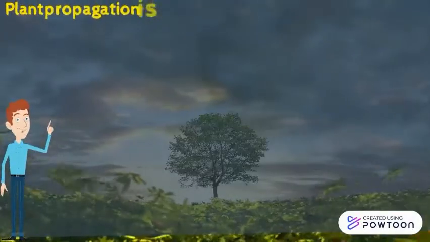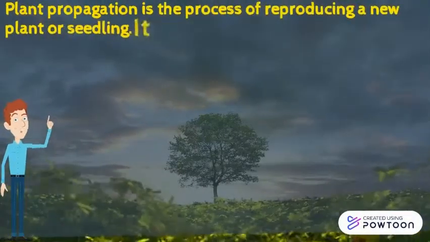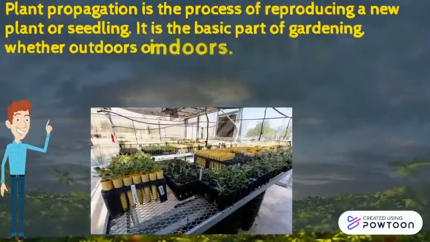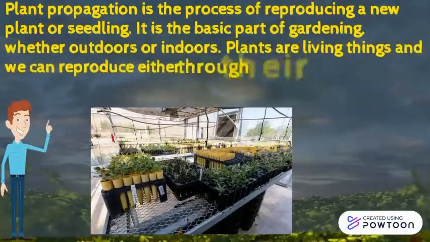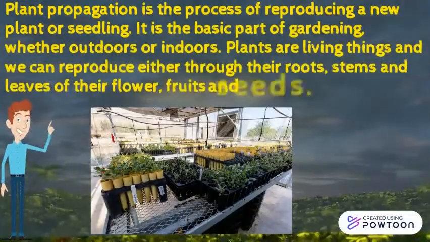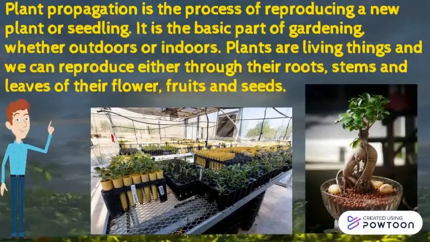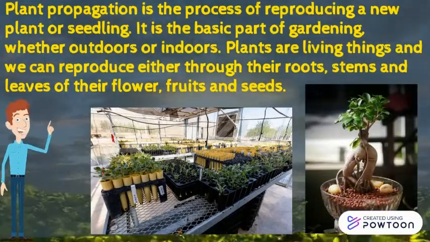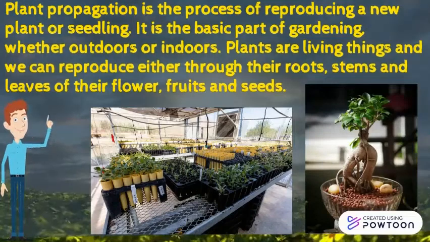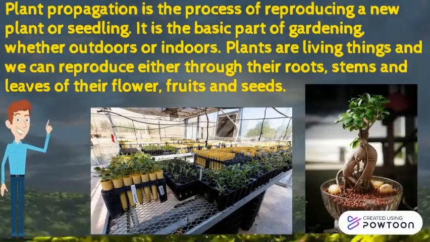Plant propagation is the process of reproducing a new plant or seedling. It is the basic part of gardening, whether outdoors or indoors. Plants are living things and we can reproduce them either through their roots, stems, and the leaves, flowers, fruits, and seeds.